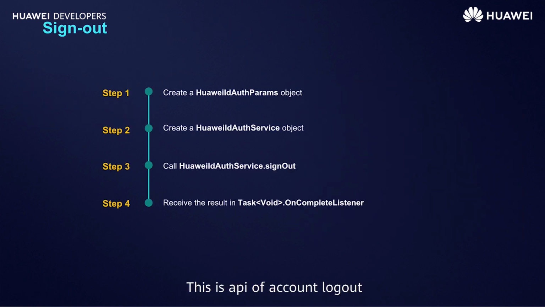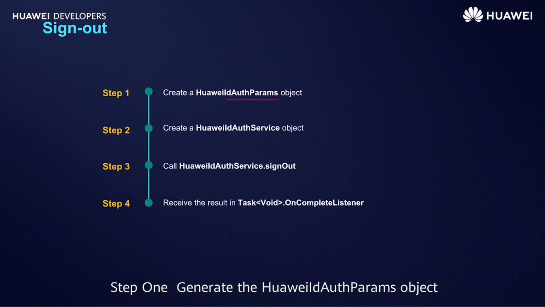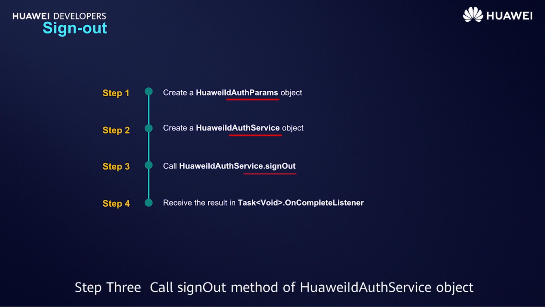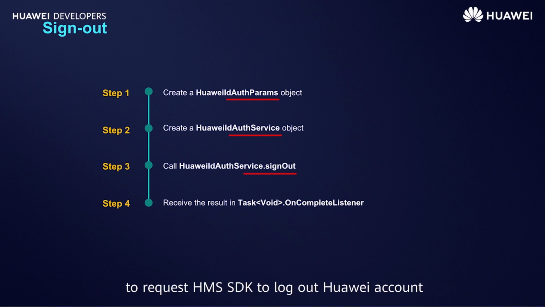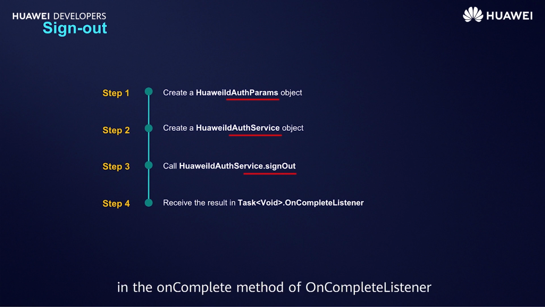This is the API of Account Logout. The process of account logout is also divided into 4 steps. Step 1. Generate the Huawei ID auth params object. Step 2. Generate the Huawei ID auth service object. Step 3. Call the signout method of the Huawei ID auth service object to request HMS SDK to log out the Huawei account. Step 4. Accept the returned result in the onComplete method of the onComplete listener.